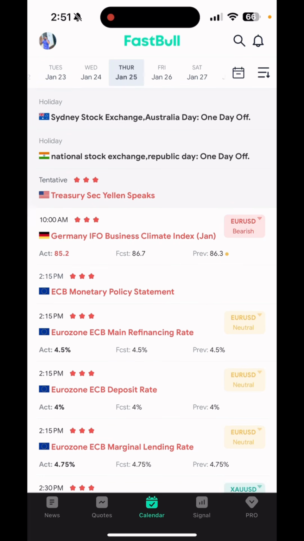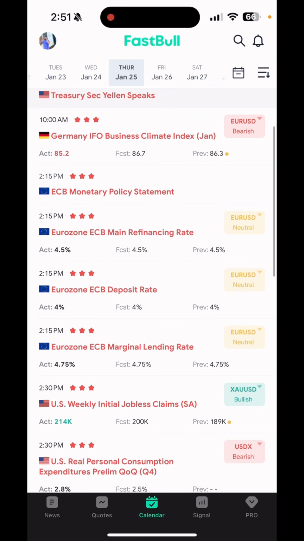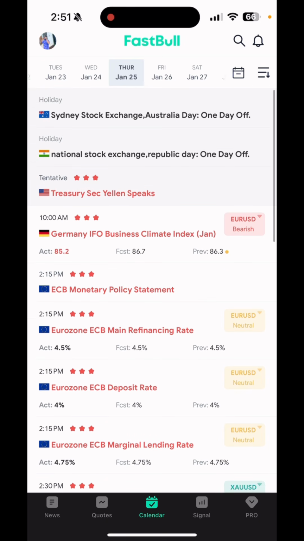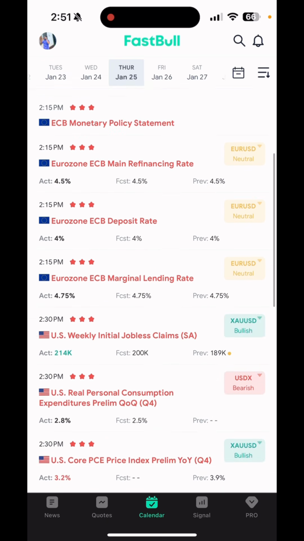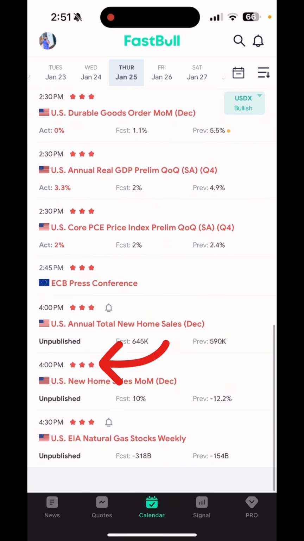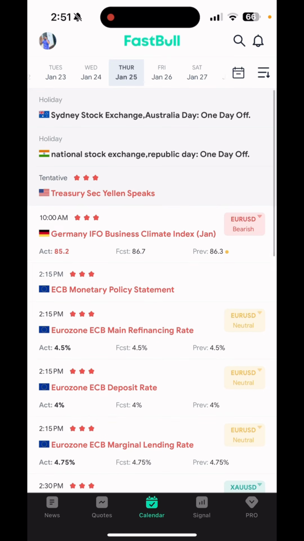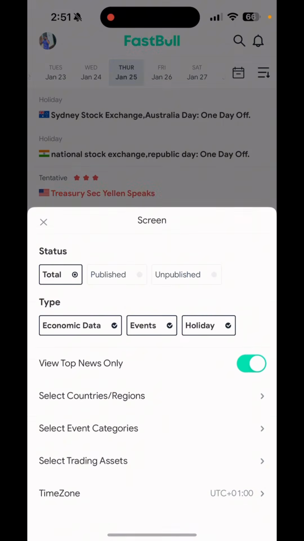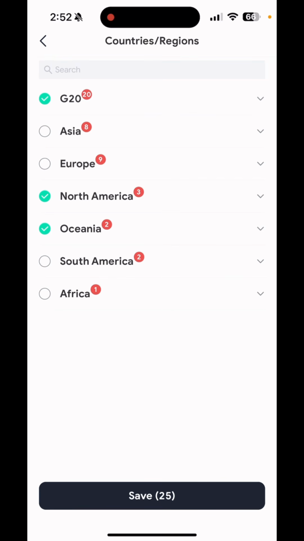On this part, I allowed just high impact news. And as you can see, it's just high impact news you are seeing. Look at the stars. The stars are red, a complete 3 red, which indicates high impact news. So let me show you how to set that up if you want. If you check at your right-hand side here, you click this. Once you click it, you come down to view top news only, then check that one, select countries and region. You can check that one and just use this G20.